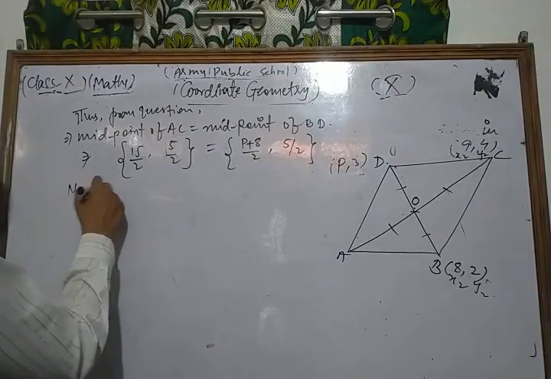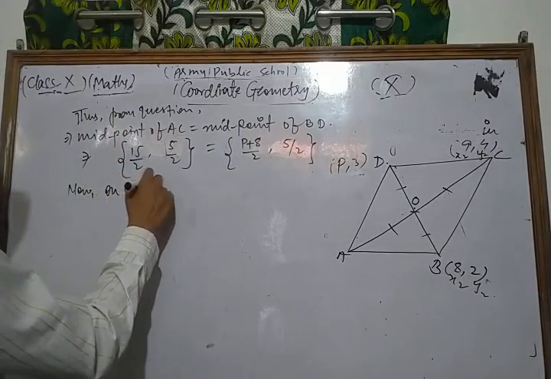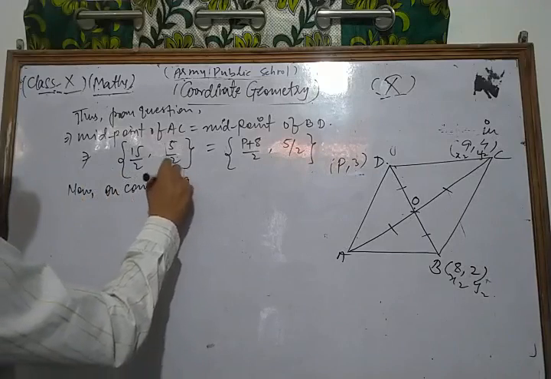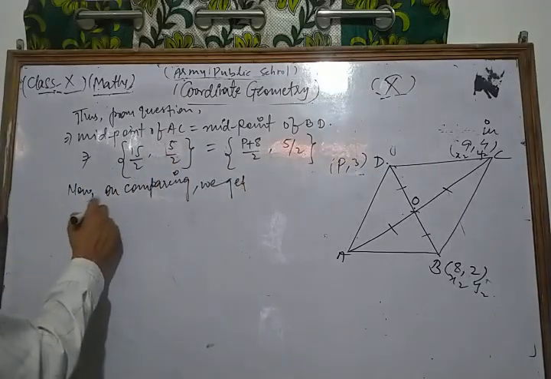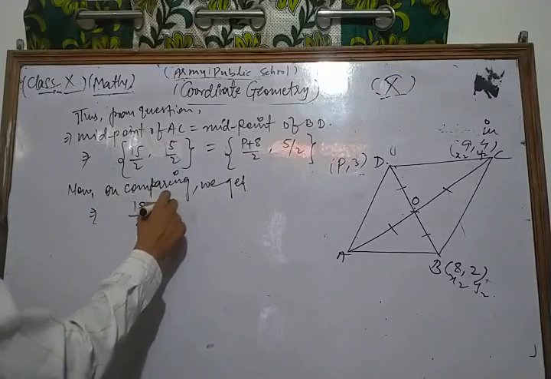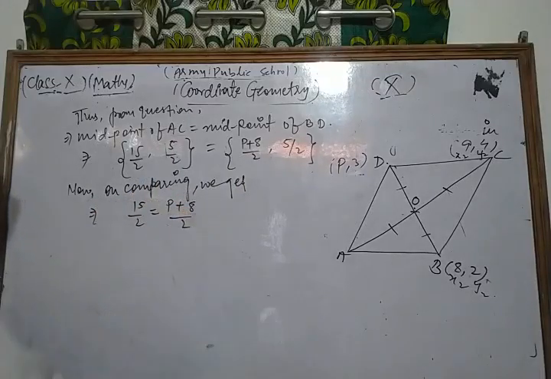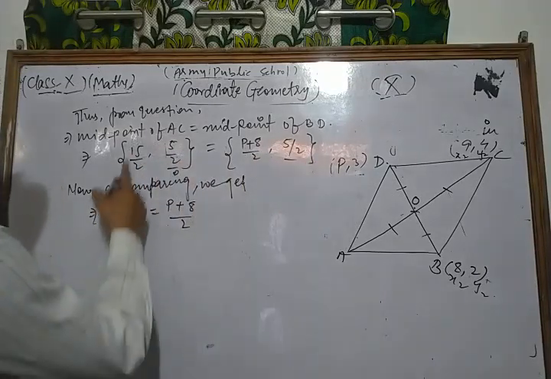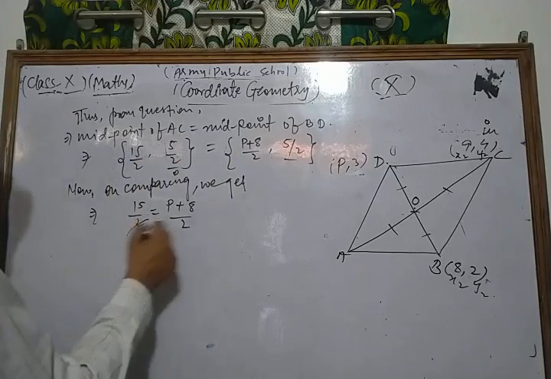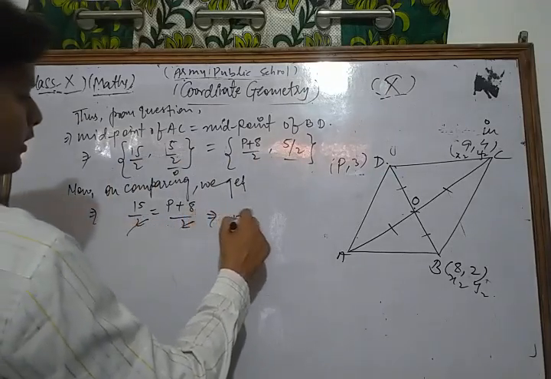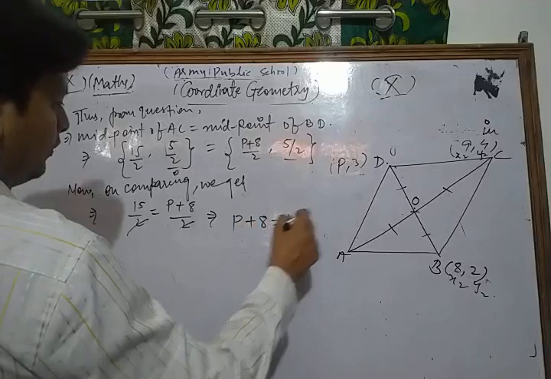Now on comparing, we get abscissa and abscissa equal to, that is 15 upon 2 is equal to P plus 8 upon 2. Abscissa and ordinates are equal to each other. So 5 by 2 is same as, now 3 upon 2 is equal to P plus 8 upon 2. Now we simplify them, 2 cancels, so we get P plus 8 is equal to 15.